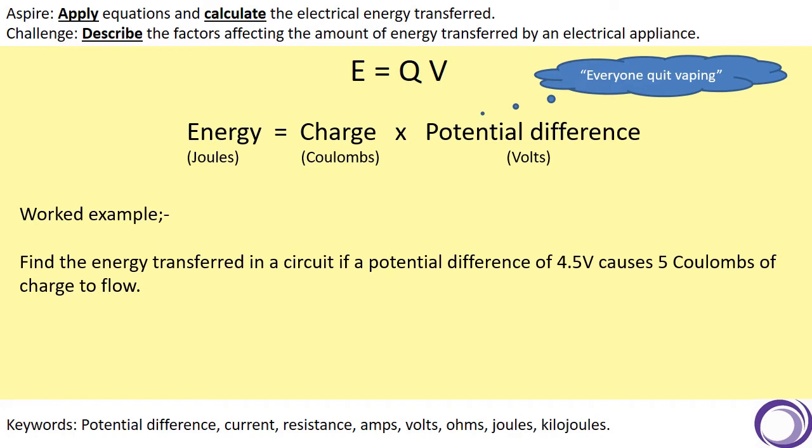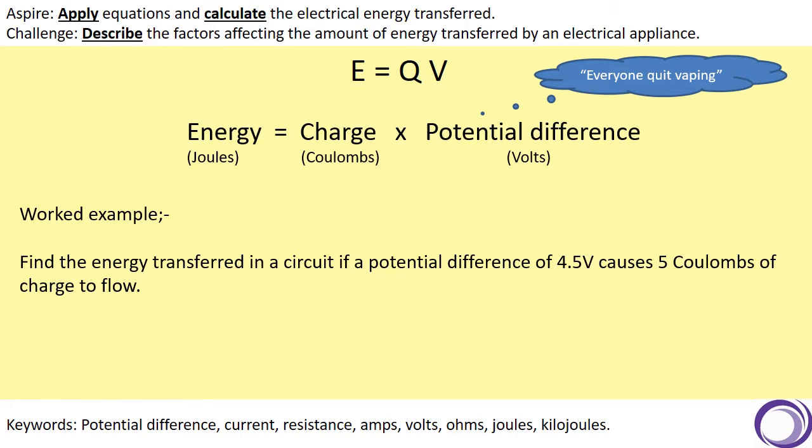Let's do a worked example. Probably a good idea if you record this in your book and then you can use it to do the examples afterwards. If you've got one, you can see how to do it. Straightforward, this one. Find the energy transferred in a circuit. So we're looking for energy. That's what we've got to calculate. If the potential difference is 4.5 volts, so V is 4.5 volts, and that causes 5 coulombs of charge to flow.